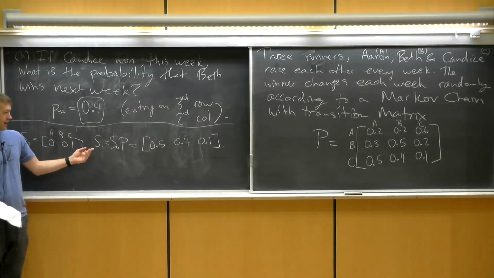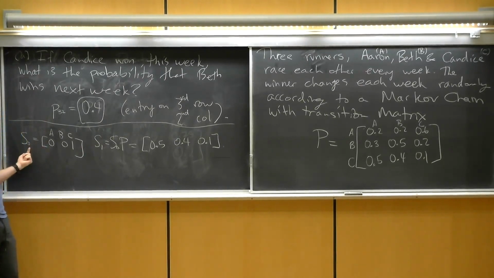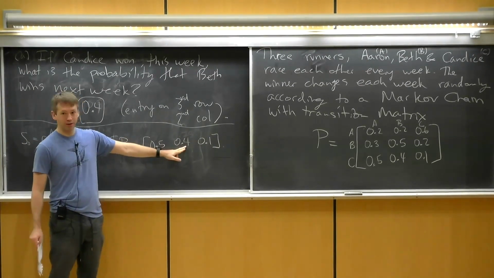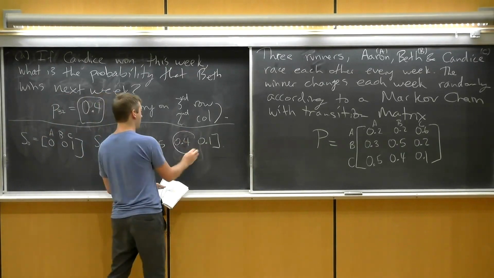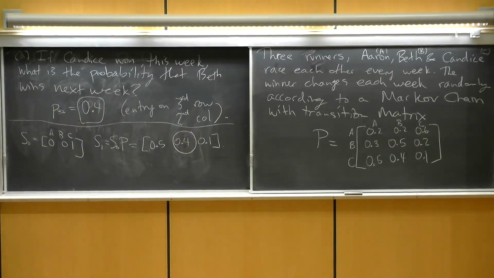So another way you could do it is by saying, okay, my initial state was this. I do one step of the process, and it tells me that the probability Beth wins the next time is 0.4, right? So you can also get the 0.4 from here. It is doing the same thing.